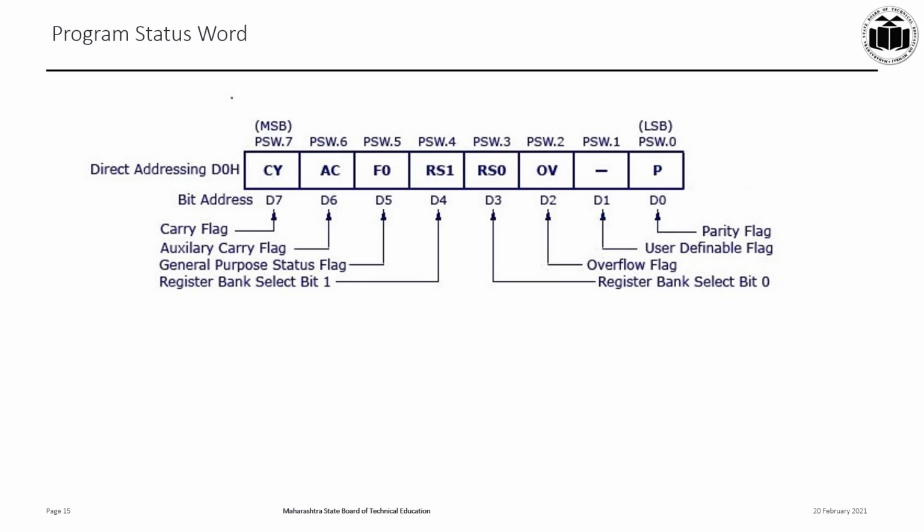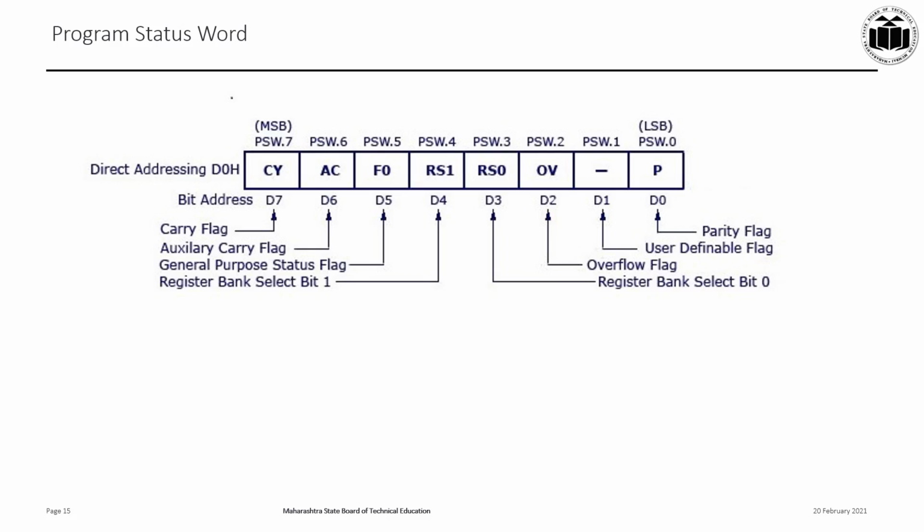The D6 bit is the auxiliary carry flag, and it is set when there is a carry from the D3 bit to the D4 bit during addition or subtraction. It is used in the BCD operation. F0, the D5 bit, is a user-defined flag. The user defines the function of this flag. The user can test, clear and set this flag through software instructions.